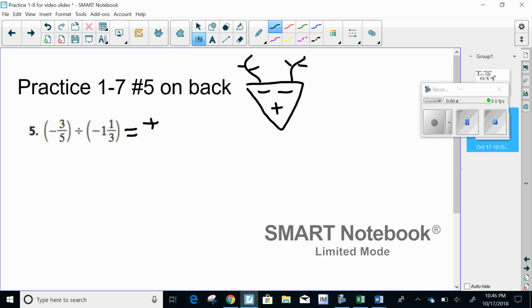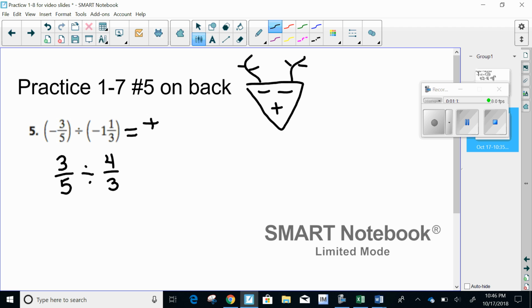So when you have to multiply or divide with fractions and mixed numbers, you're going to make your mixed numbers into improper fractions. So we're going to deal with 3/5. So remember, we already took care of the negative part of this. And we want to divide that by 1 1/3 as an improper fraction. So you're going to do 3 times 1, which is 3, plus 1, which is 4. So I have a numerator of 4, and my denominator is still 3.